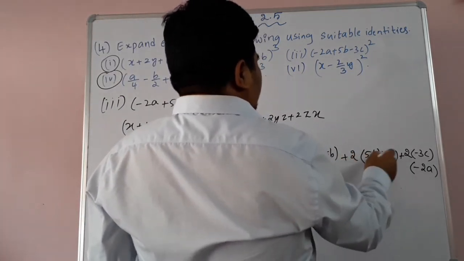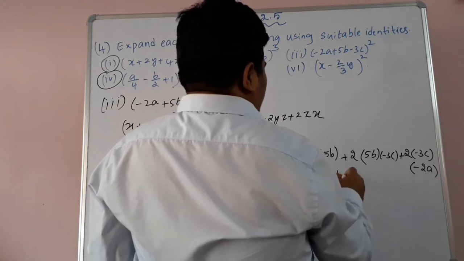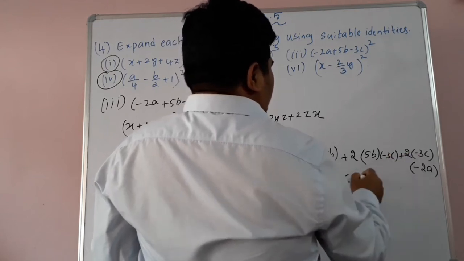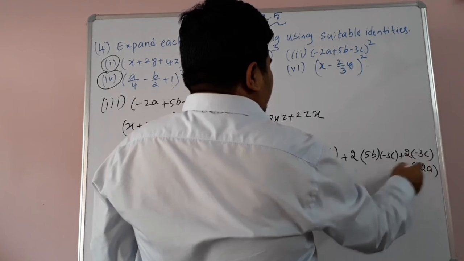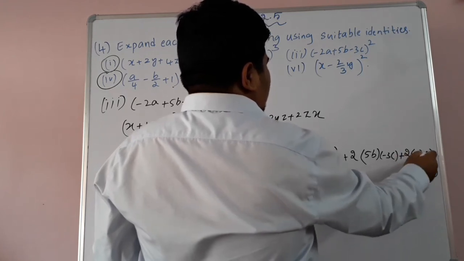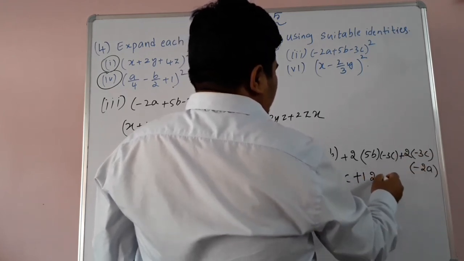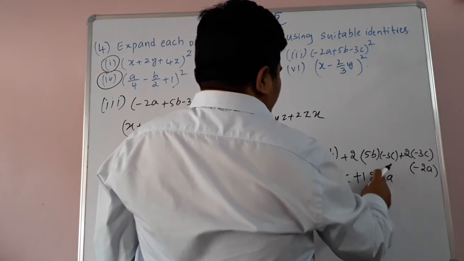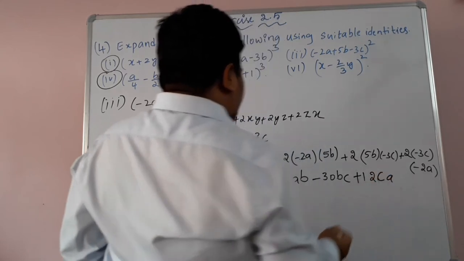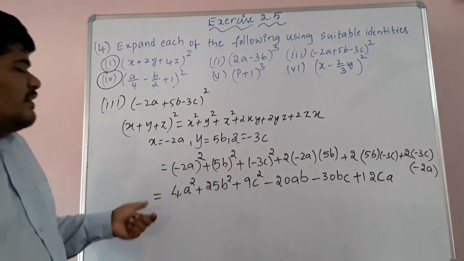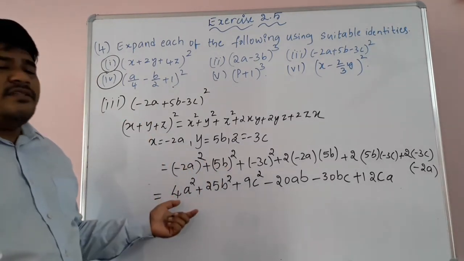2 5s are 10, 10 3s are 30, minus 30bc. Plus plus into minus is minus, minus into minus is plus. Overall it is plus. 2 3s are 6, 6 2s are 12. So it is plus 12ca, children. It's plus 12ca. And this is the expansion of the given expression, children. That's it. Okay.